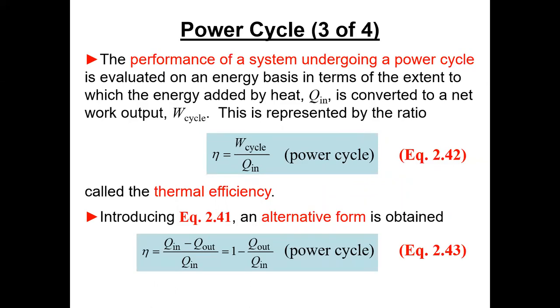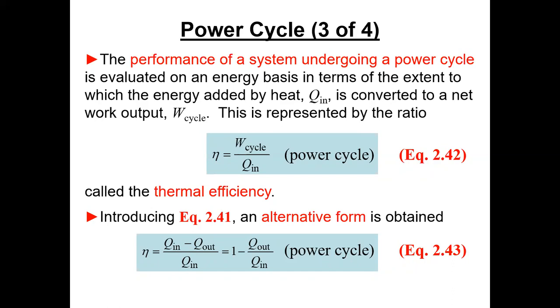Okay? But we also know that the net cycle work is equal to the net heat. So W cycle has to be equal to Qn minus Q out. So just do that substitution, and then you can do a little simplification. You get Qn over Qn minus Q out over Qn, and so you get equation 2.43. Okay? Questions?